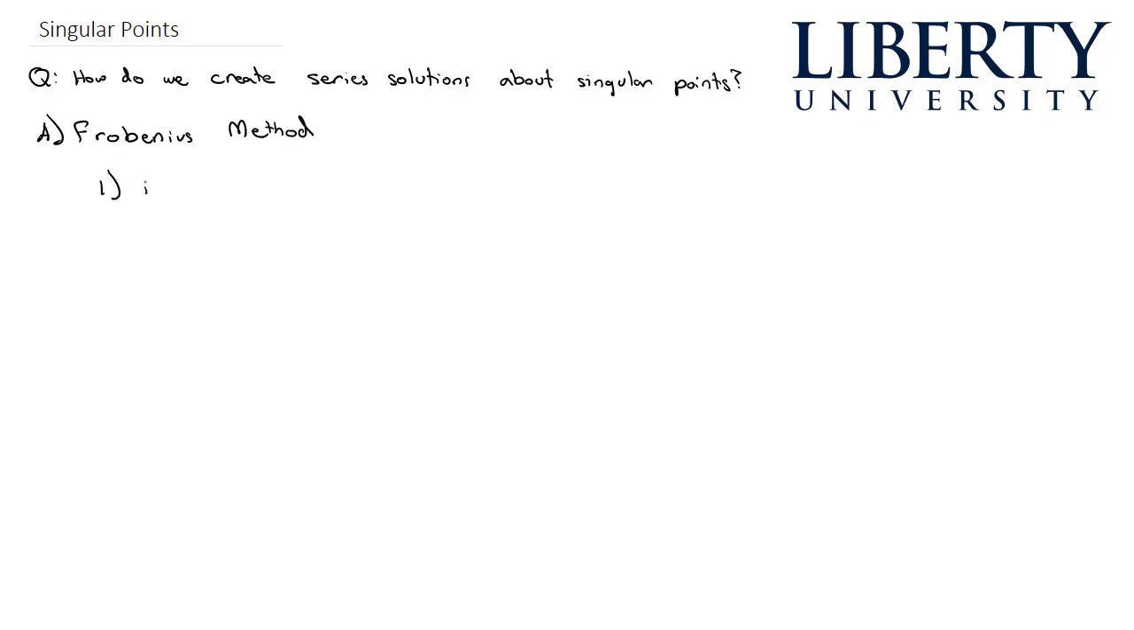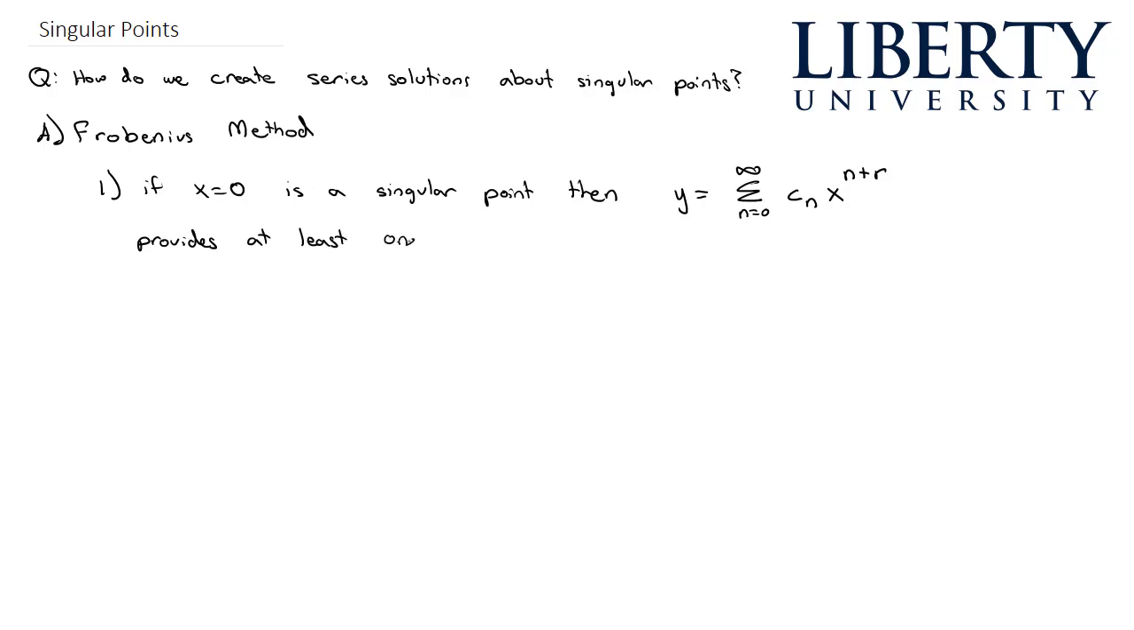And the idea of the Frobenius method is if x equals 0 is a singular point, then the expression y equals the sum as n goes from 0 to infinity of c sub n x to the n plus r provides at least one solution. And in fact, it provides two solutions if our options for r, r1 and r2, don't differ by an integer. If they do differ by an integer, they may or may not provide two independent solutions.